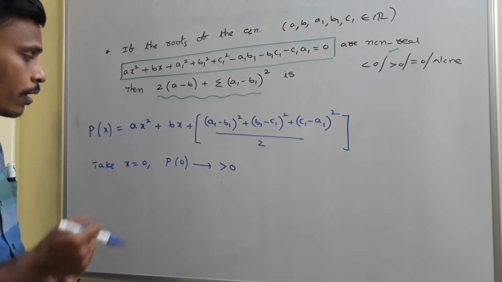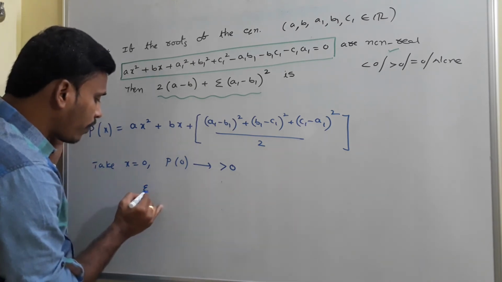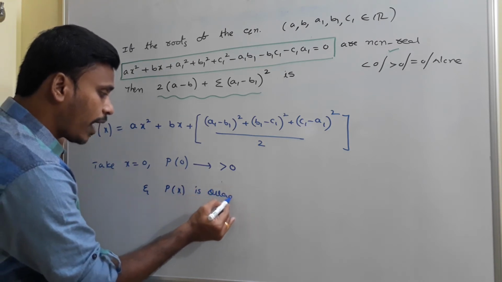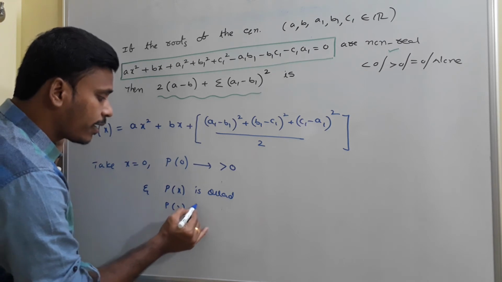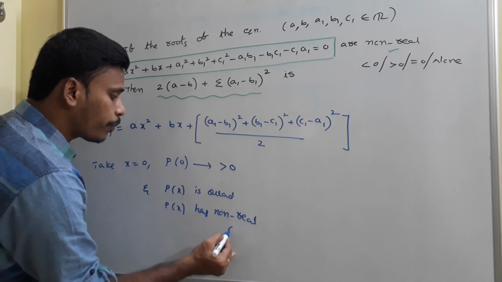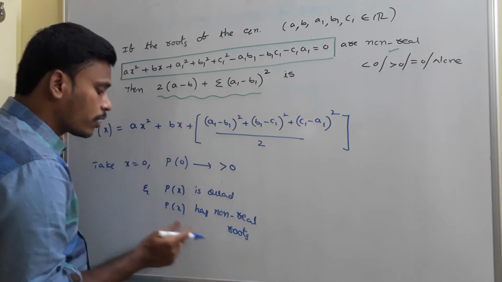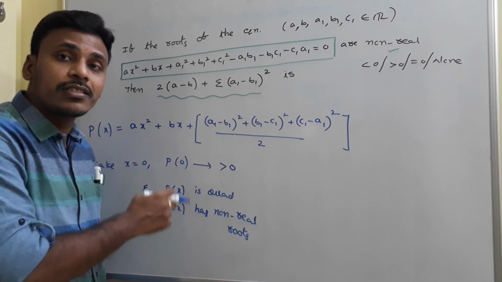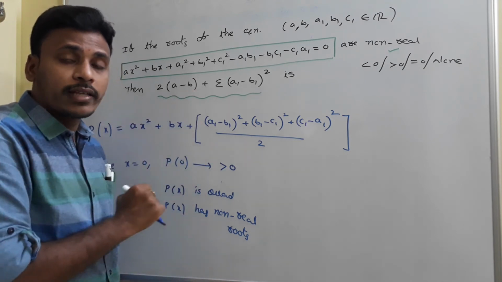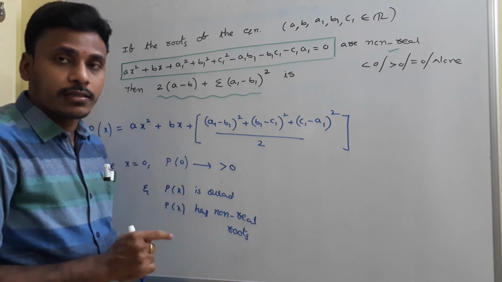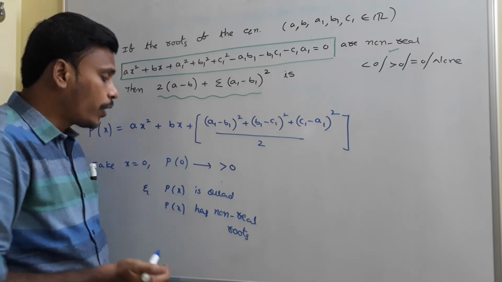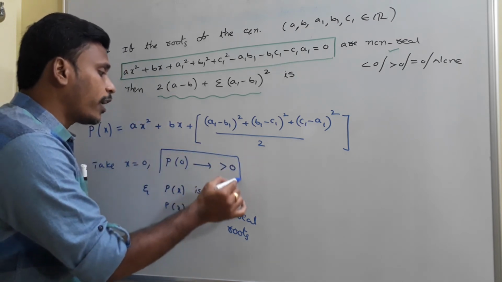Is it clear? Now P of 0 is greater than 0 and P of x is quadratic, as well as P of x has non-real roots. Just think about all these things. Since P of x has non-real roots, its discriminant is less than 0, its graph is either completely above the x-axis or completely below the x-axis. See, we need to decide which one, either above the x-axis or below the x-axis. To decide that, we are using this P of 0 greater than 0.